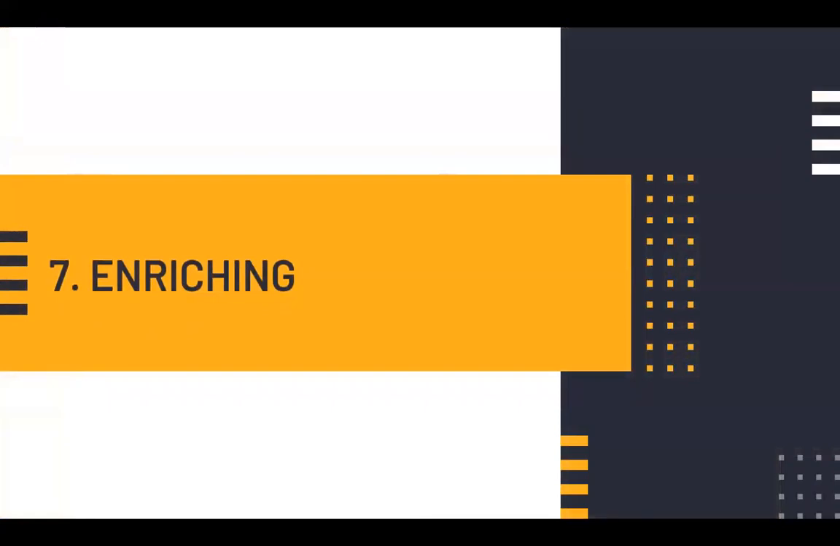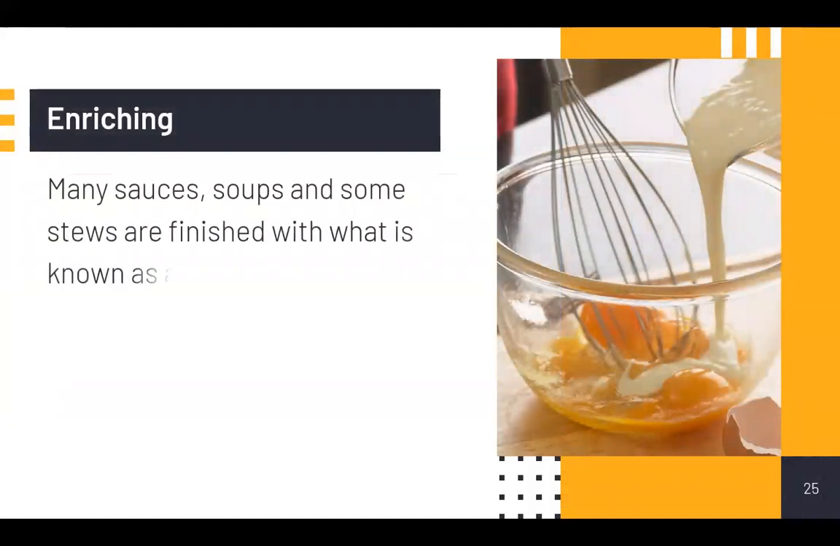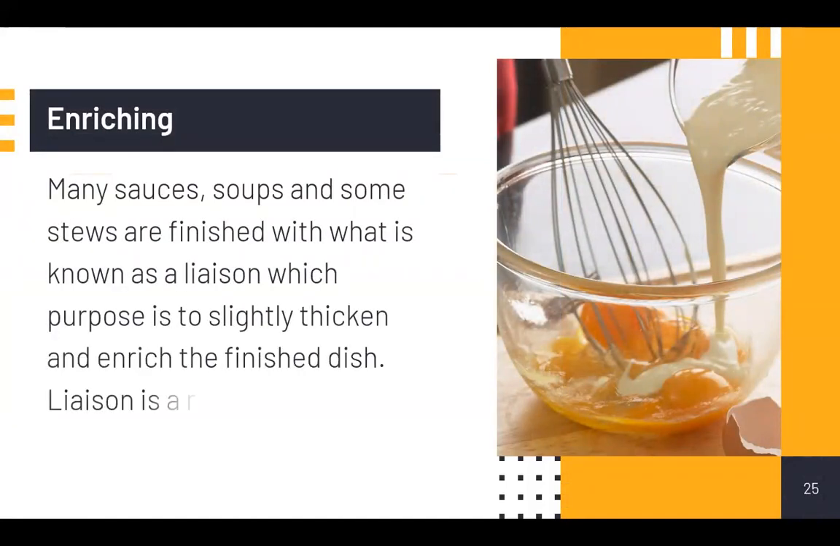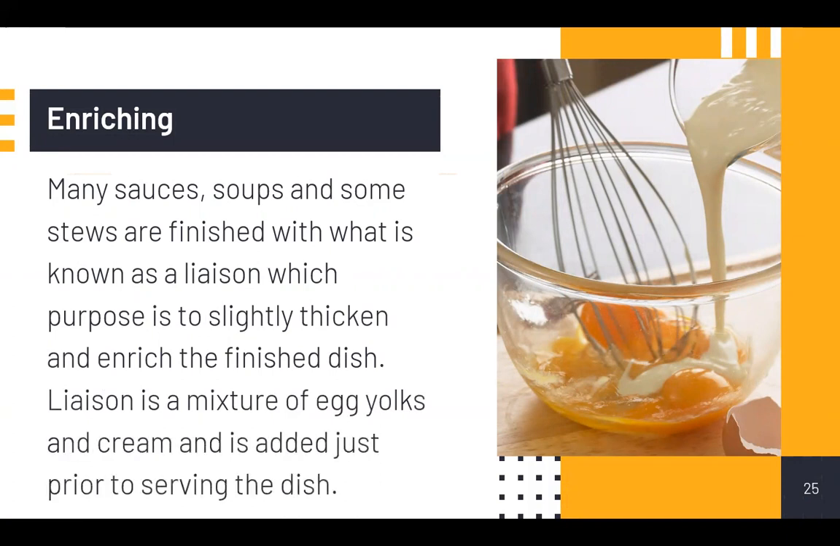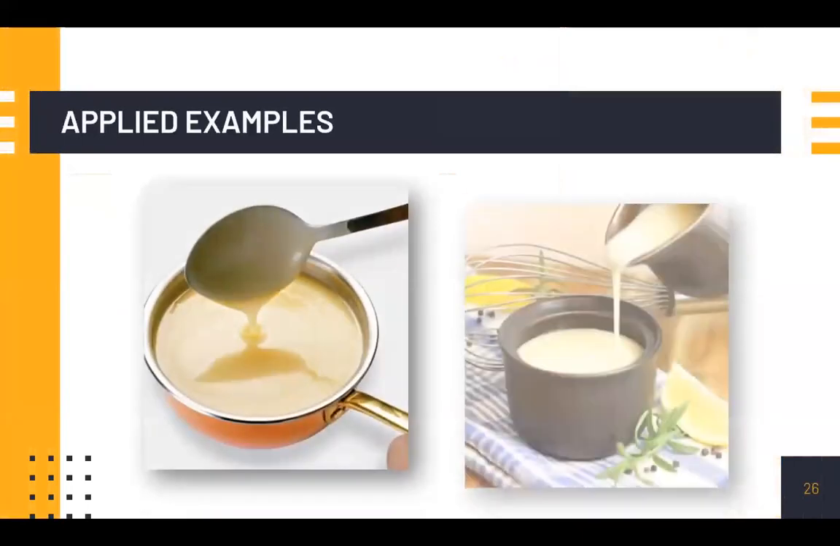Egg can also be used to enrich food products. Eggs are a great way to enrich the flavors of foods, giving them color along with the added nutritional value. Eggs can also be used to enrich drinks such as eggnog or a seasonal Christmas treat. In addition, many sauces, soups, and some stews are finished with what is known as liaison, which purpose is to slightly thicken and enrich the finished dish. Liaison is a mixture of egg yolks and cream and is added just prior to serving the dish. Here are the applied examples.